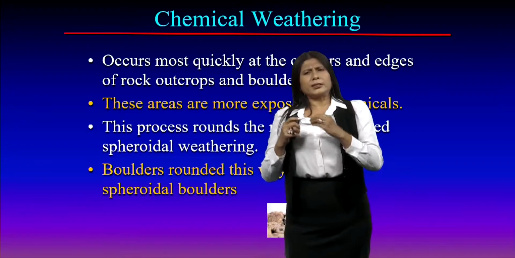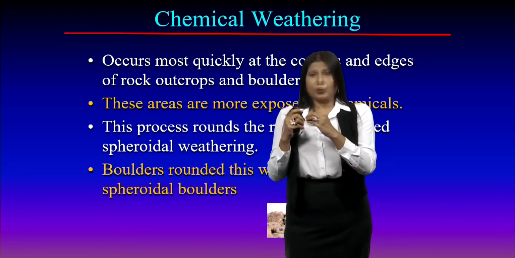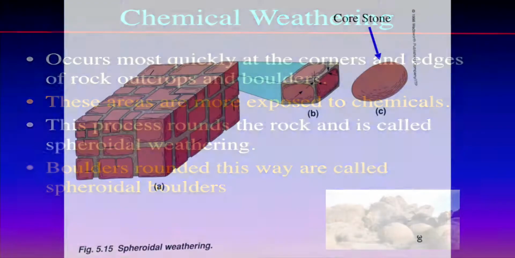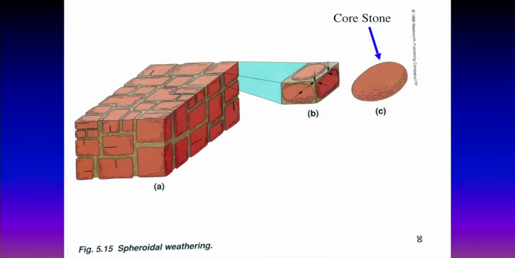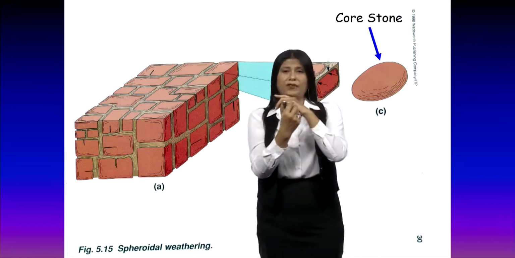Chemical weathering occurs more quickly at the corner and edge of the rock outcrop and boulder. These areas are more exposed to chemicals. This process rounds the rock and is called spheroidal weathering. Boulders surrounded in this way are called spheroidal boulders. What the picture shows, the sharp edge of the brick becomes rounded by chemical weathering, because chemical weathering works more on the edges, rough edges.